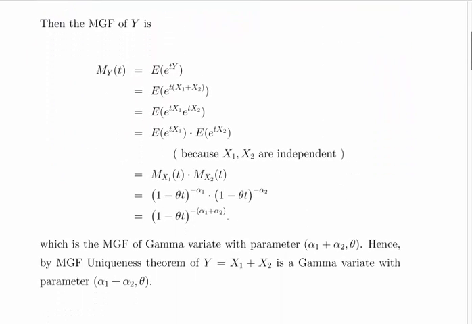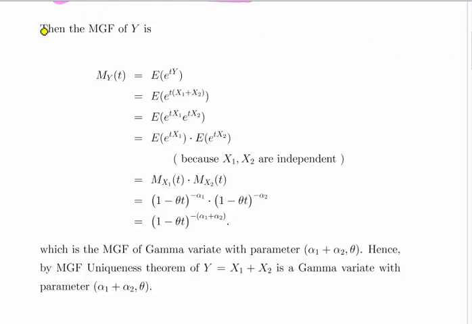Okay. So what we're going to do is use the moment generating function approach to demonstrate this. So the moment generating function of y, M_y of t, is equal to the expected value of e to the ty. Now y is x1 plus x2. So what we get here is the expected value of e to the power of t times (x1 plus x2). Now, using the rules of powers, that is equal to the expected value of e to the tx1 times e to the tx2. And we can break that up into two independent expressions: the expected value of e to the tx1 times the expected value of e to the tx2.